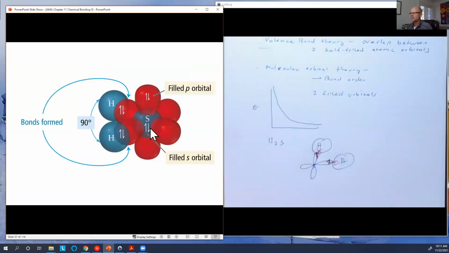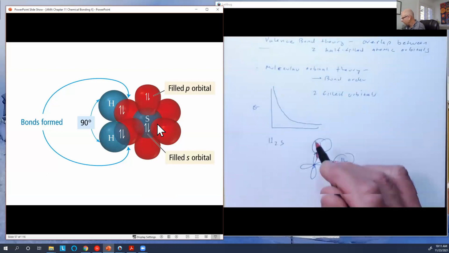So here's the total picture, drawn a little bit more clearly. Here's the hydrogen atoms, each with a half-filled orbital. Here's the p orbitals on the sulfur. There's going to be an overlap there and an overlap there, and those are going to be the chemical bonds. This image is also showing the filled p orbital and the filled s orbital, which are not involved in bonding. But in general, from now on, we're not going to draw those filled orbitals because they're not going to be important in bonding.